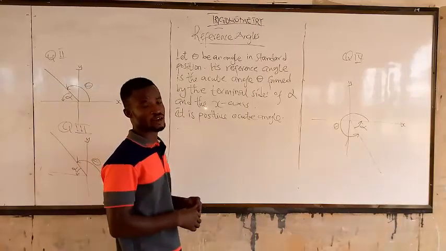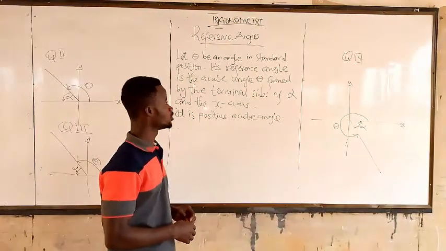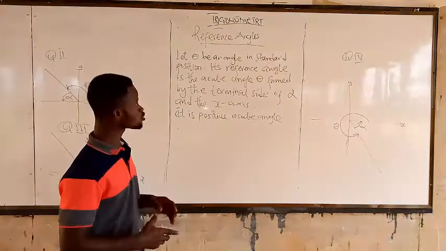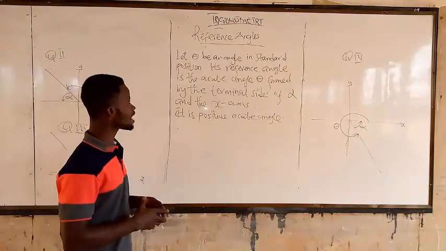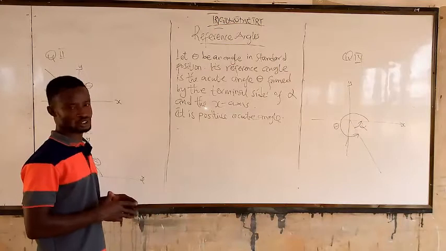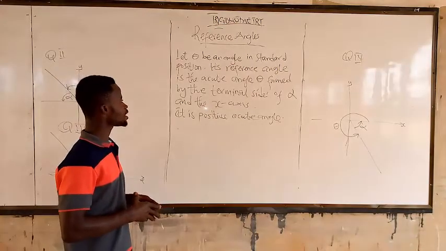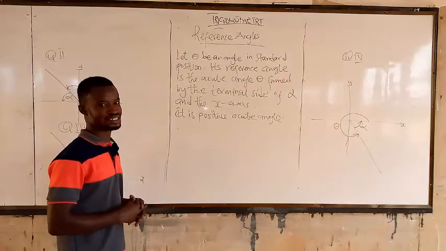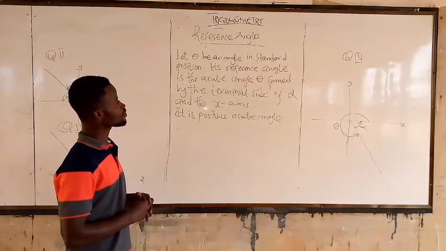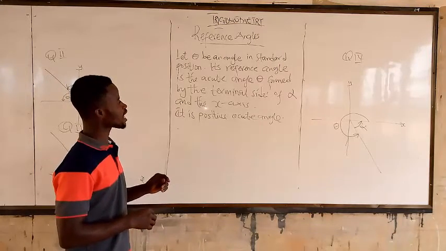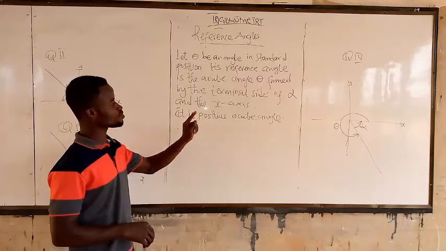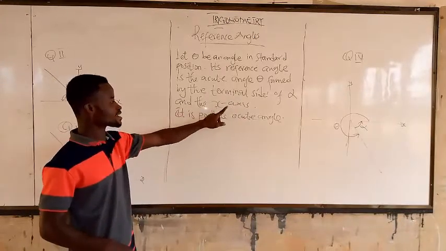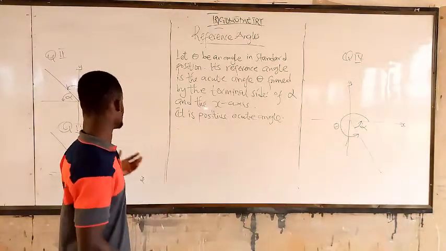In this video, we are going to look at a reference angle. So, what does it mean by a reference angle? Let's assume that an angle theta is in standard position. Its reference angle is the acute angle formed by the terminal side of alpha and the x-axis. I'll explain all this to you in the diagram.